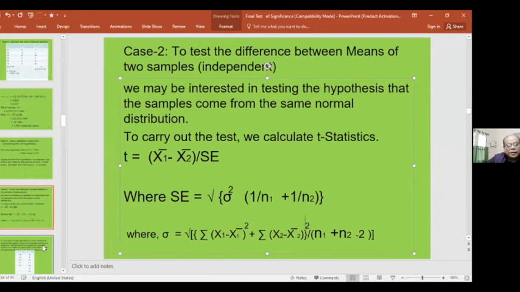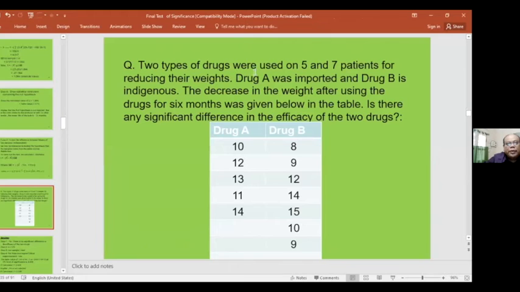Now, once you know this, two types of drugs were used on 5 and 7 patients for reducing their weight. Big, fat people like us. So we wanted to reduce our weight. As we go to the market, people rush to us, telling us that there is a clinic and there is an agent which has medicine or something to reduce the weight. Whenever fat people move down the street, all the people are after them, giving them cards. Please, if you have any problem of weight, or if you want to reduce the weight, please contact those. So cards are being given.